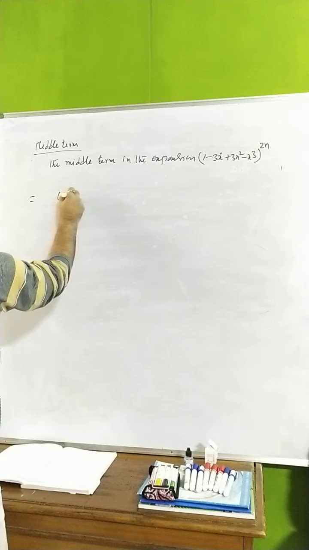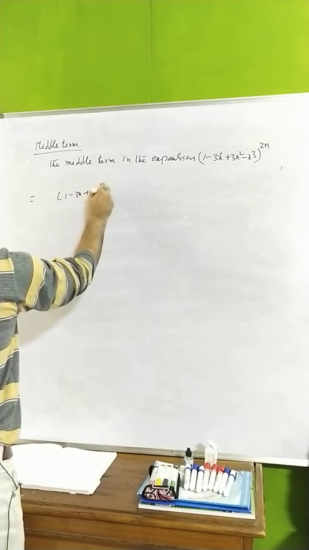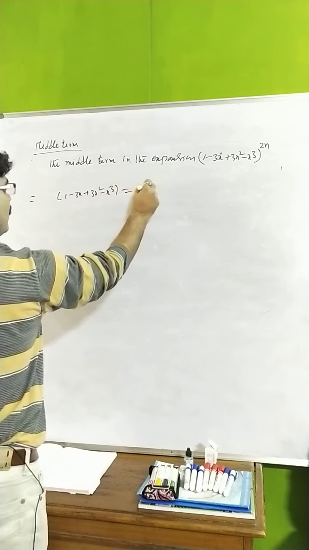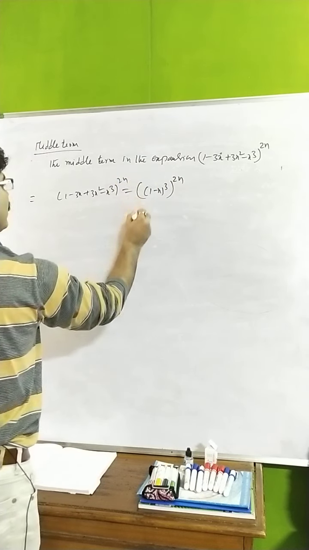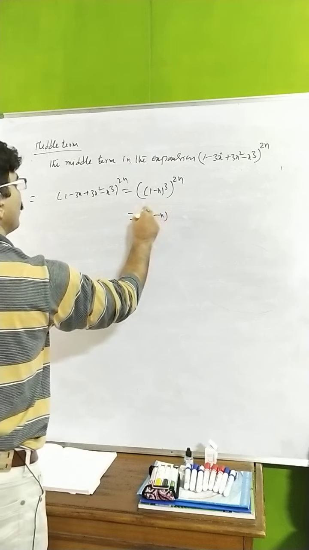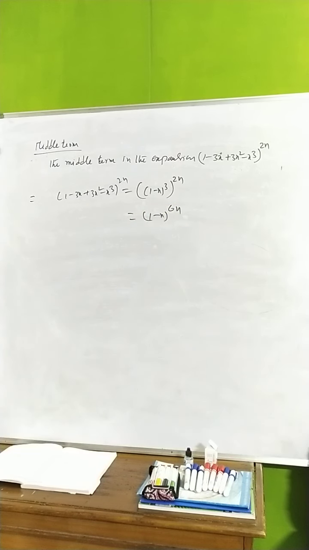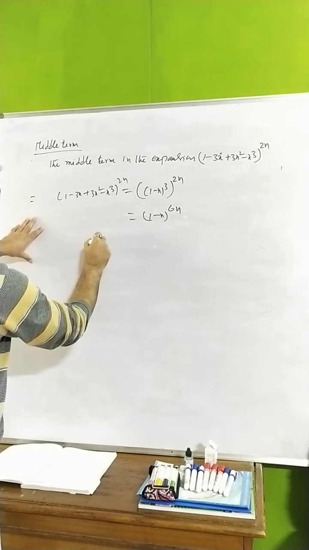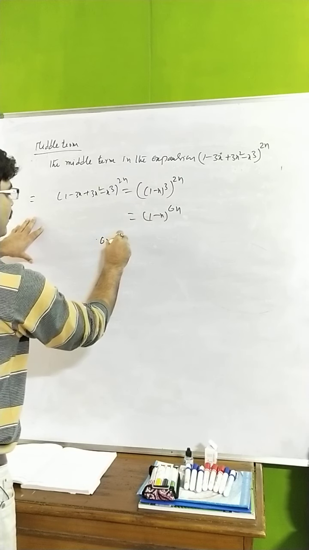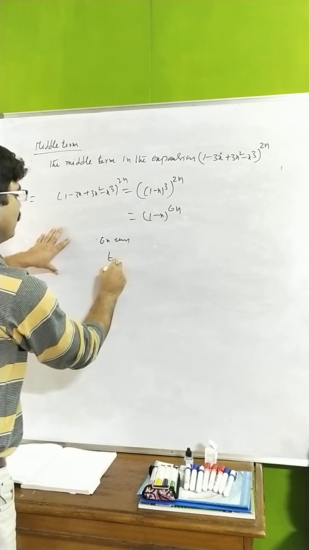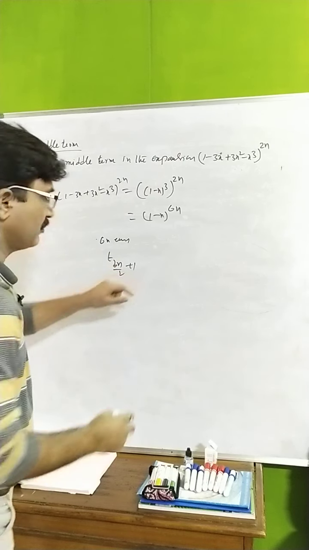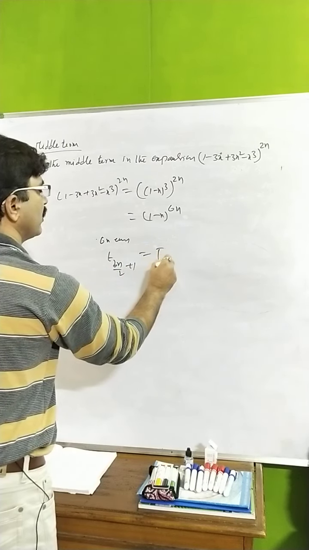What can you write? 1 minus 3x plus 3x square minus x cube can be written as 1 minus x whole cube, and whole to the power of 2n is there. So you can write 1 minus x whole to the power of 6n. 6n means what is the middle term? You know very well that if it is even, 6n is even, so you can write here t 6n by 2 plus 1th term is the middle term. That means t 3n plus 1.